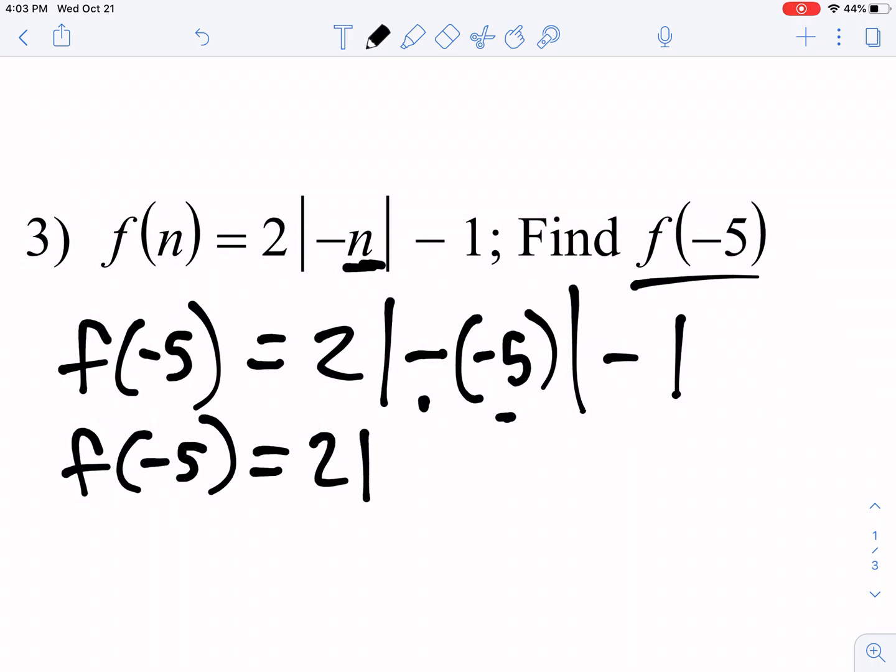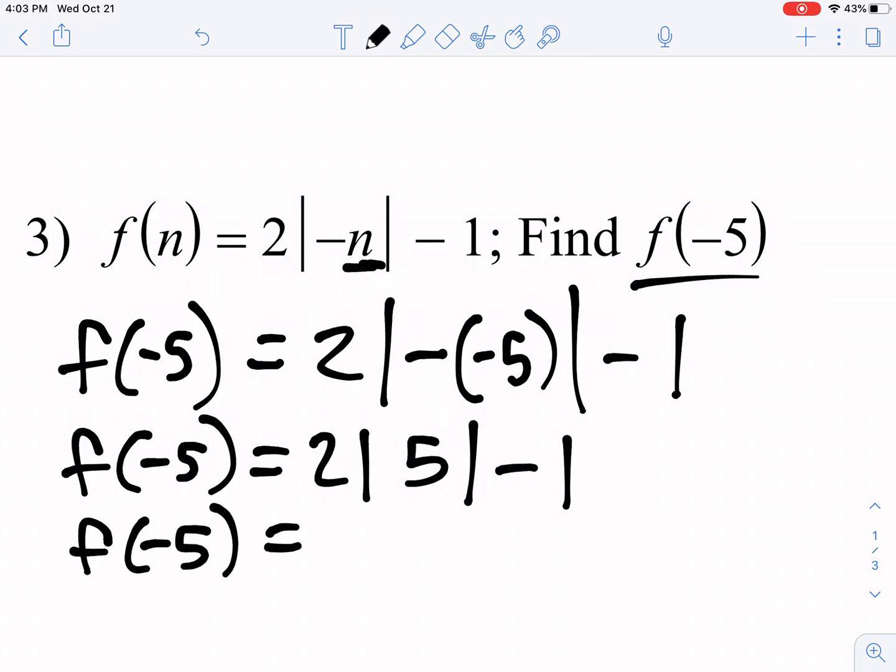Well, what's a negative times a negative 5 going to make? Well, two negatives make a positive. So this would be a positive 5 in the absolute value minus 1. Well, what's the absolute value of 5? Well, that's the distance from 0, right? 5 is 5 away from 0. So we have 2 times 5, because the absolute value of 5 is 5, minus 1.